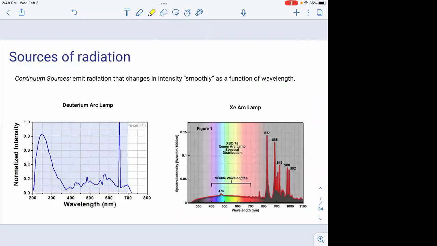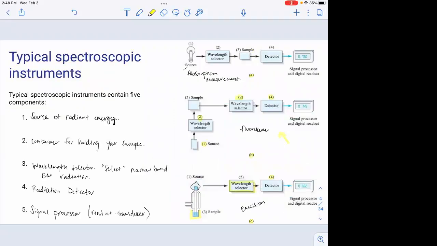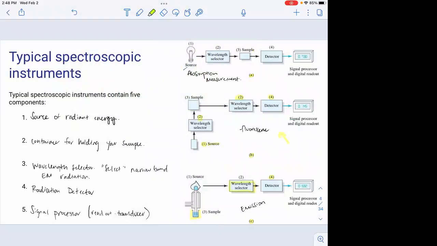All right, so the place I want to start is radiation. The reason I want to start here is because if I go back to my instrument schematics, you'll notice that almost 100% of the time, the source is the first part of the instrument, right? So let's go back and start at the beginning.